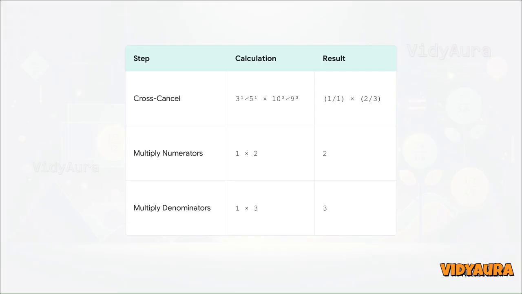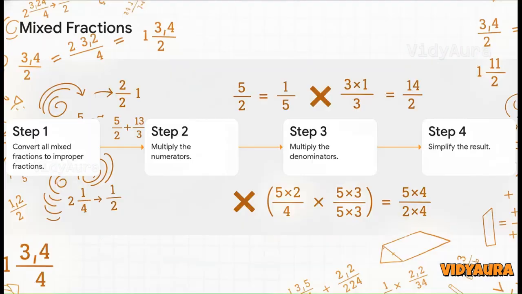All of a sudden, our problem is just a simple 1 times 2 on top and 1 times 3 on the bottom. We get the exact same answer, 2/3, but wow, that calculation was way, way easier. All right, you're doing great. Next up, mixed fractions. You know the ones. They've got that whole number hanging out in front.